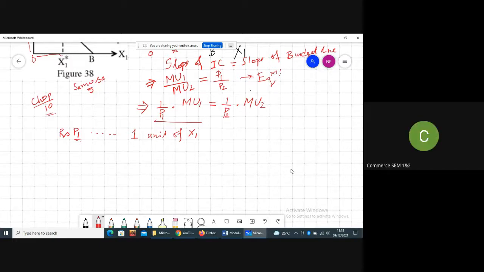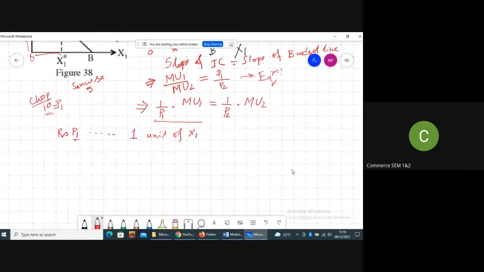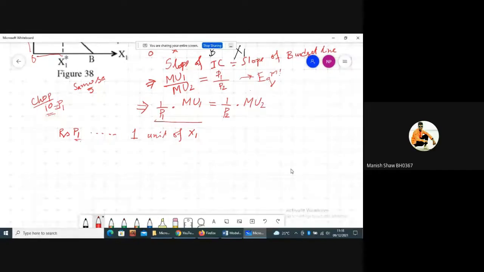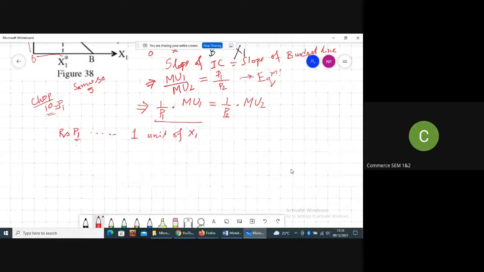If P1 is the price of commodity one, and you spend P1 rupees of money, you will get 1 unit of commodity one. Fine. Now, if you spend 1 rupee on commodity one, how many units of commodity X1 will you get? 1 by P1 unit of X1.